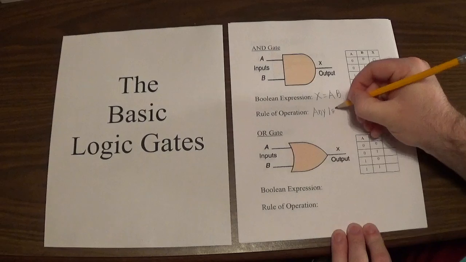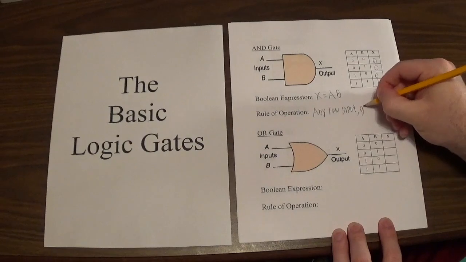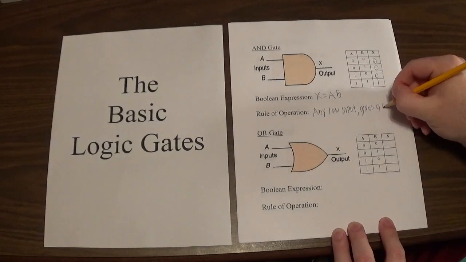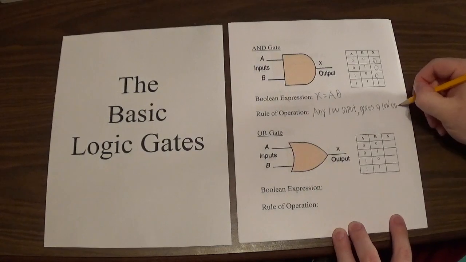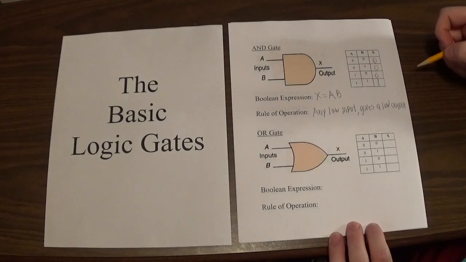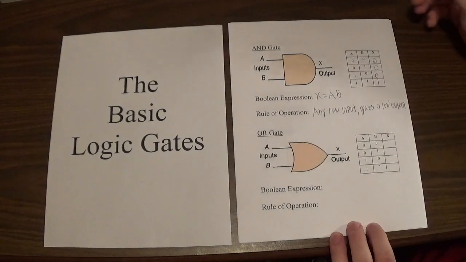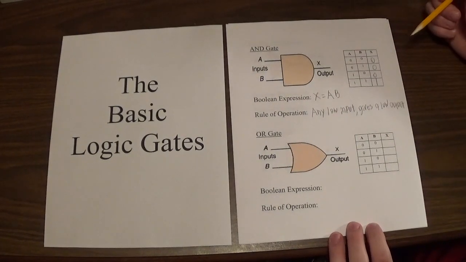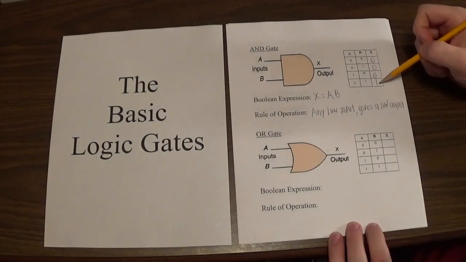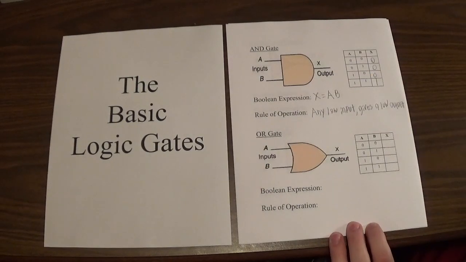Any low input gives a low output. Okay, or you can just simply shorten that up and say any low gives you a low. All right, so any low or any 0 on the input is going to give you a 0 on the output. So the only time the output is going to be on with this gate is if all the inputs are on. All right, so that's the operation of the AND circuit.